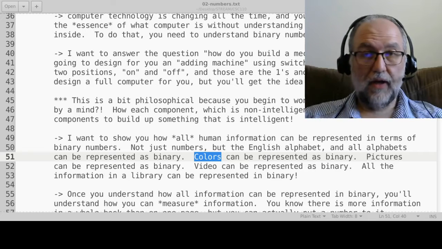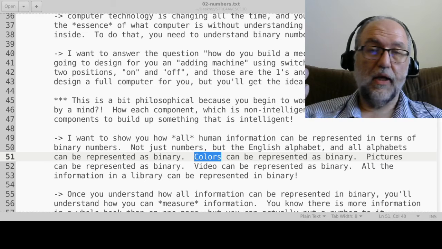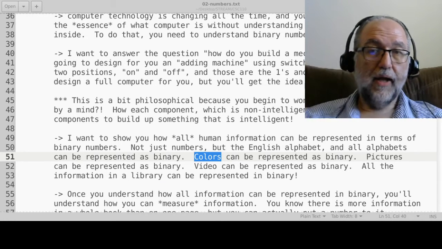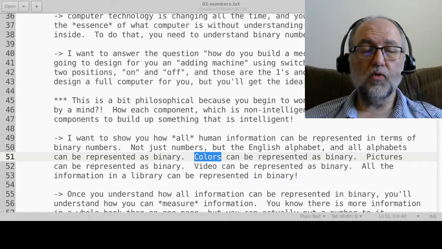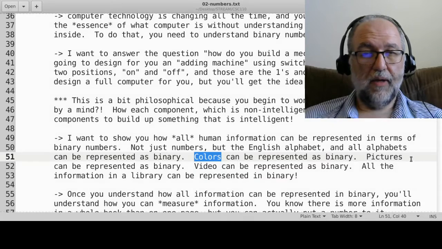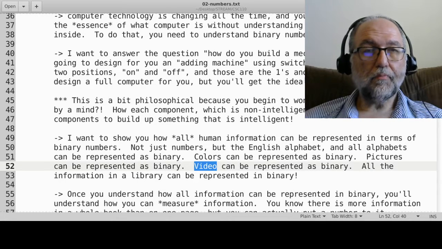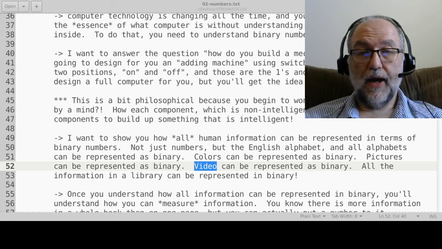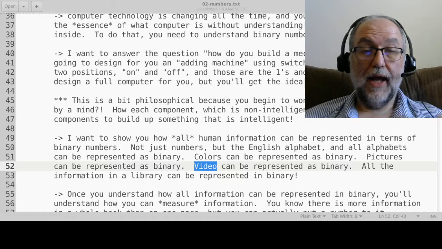And at this point, this should sound like magic. You look at this color red, and there are different shades of red. You look at a particular shade of red, and I can distinguish that shade of red from another shade of red by its sequence of ones and zeros. So we'll see how that works. And then, of course, once you can do colors, you can do entire pictures. They can be represented in binary. And video can be represented in binary. And audio, I don't think I put that down there. I did. Audio can be represented as binary, and all human information can be represented as binary.